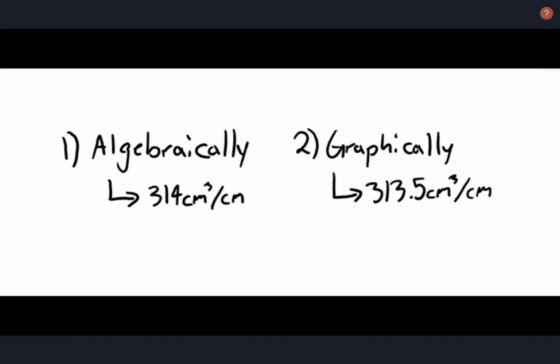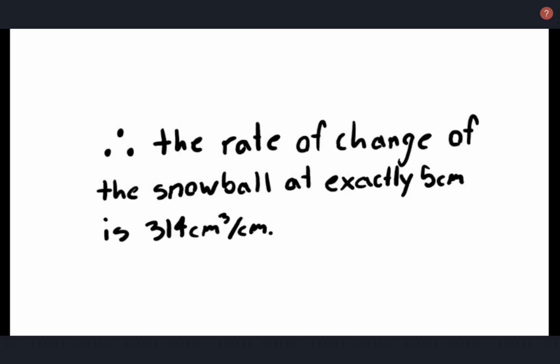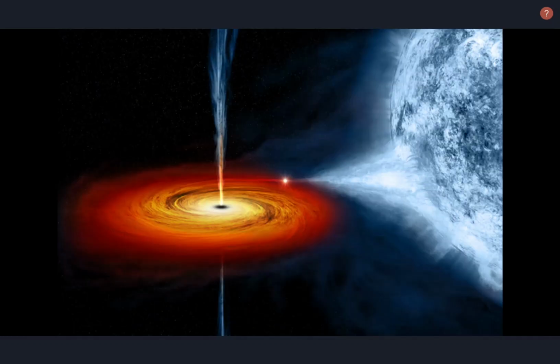In the end, we get two slightly different values for our IROC at r equals 5 centimeters, but since solving for this problem algebraically is more accurate, we will use this value as our answer to the problem. So we sum up by saying, therefore, the rate of change of the snowball at exactly 5 centimeters is 314 centimeters cubed per centimeter, or in other words, the volume of the sphere is increasing at a rate of 314 centimeters cubed for every centimeter added to the radius, when the radius is 5 centimeters.